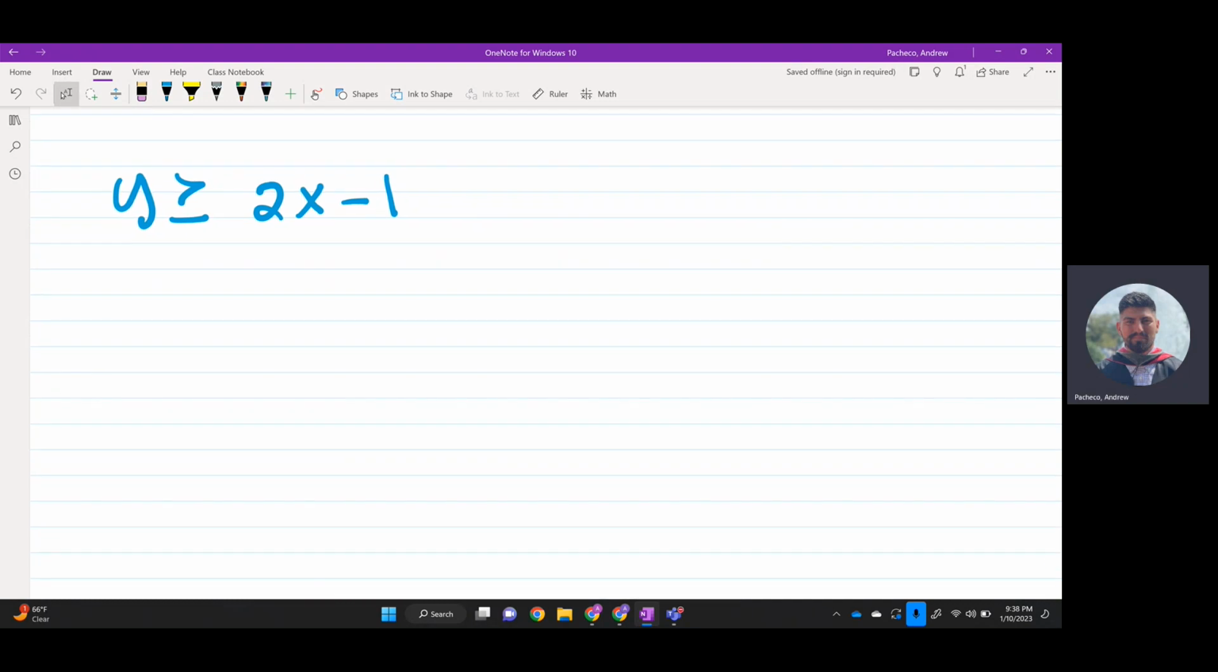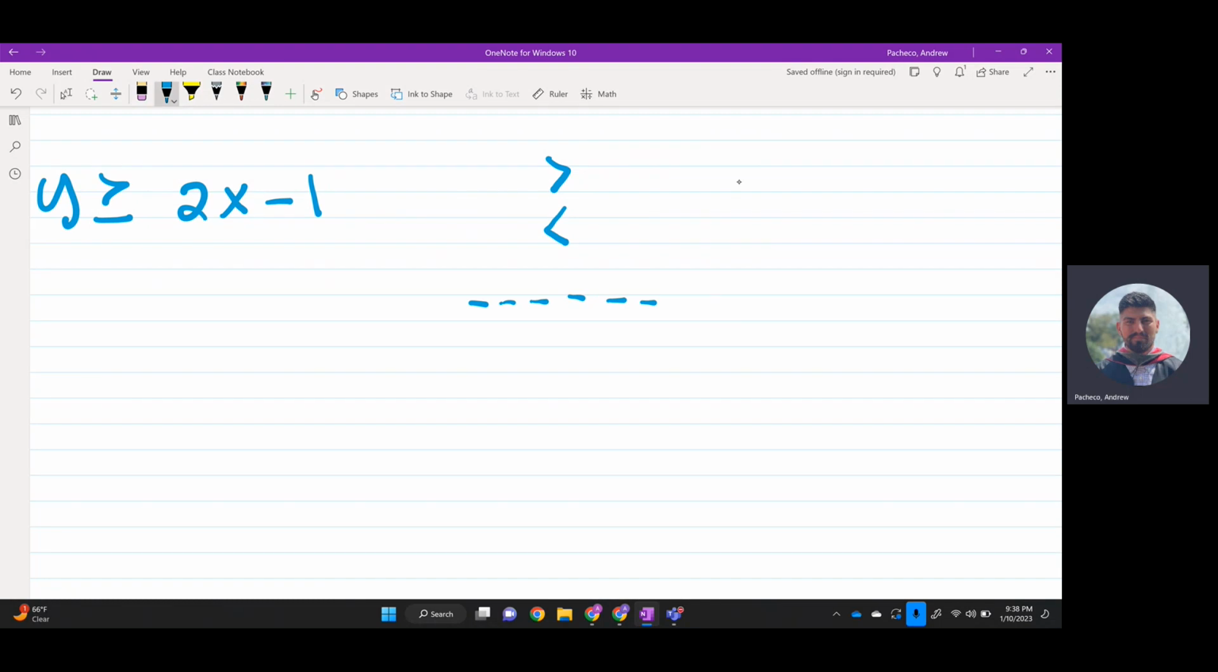First, we have to look at our sign. If we have a greater than or a less than sign, our line is going to be dashed. If we have a greater than or equal to or less than or equal to, our line is going to be solid. So this kind of goes back to number lines.